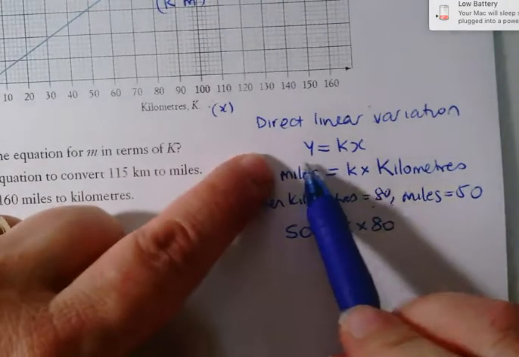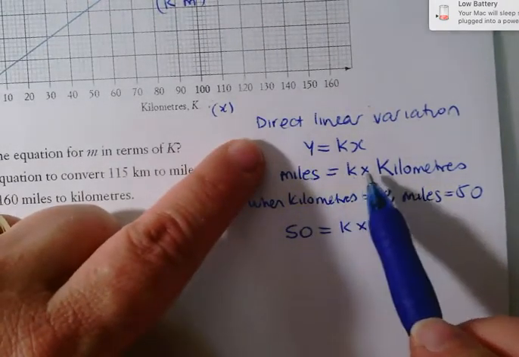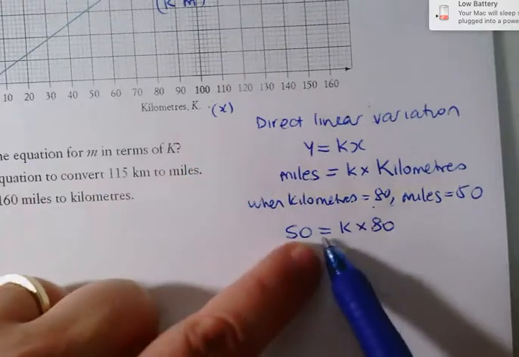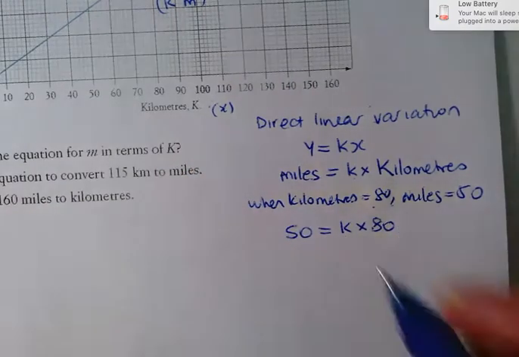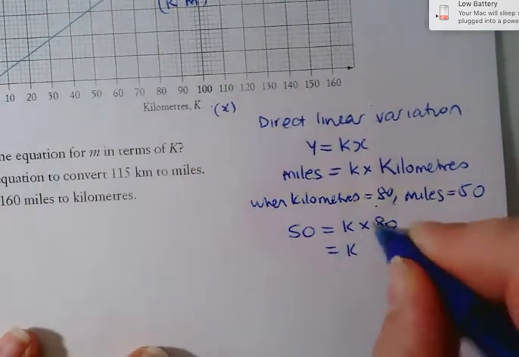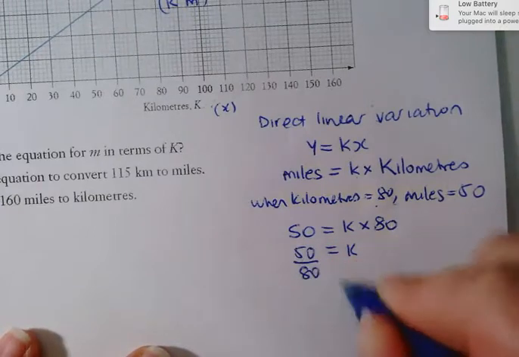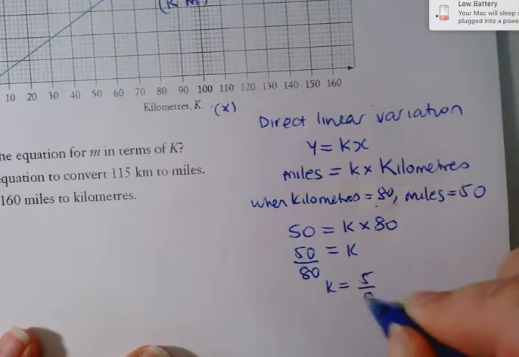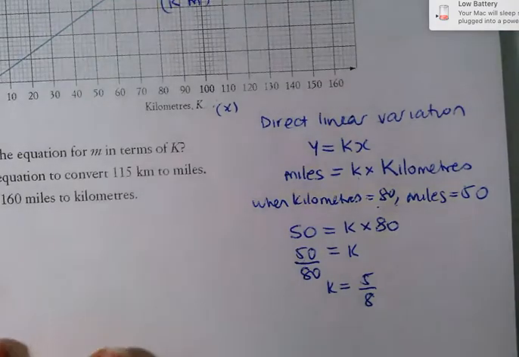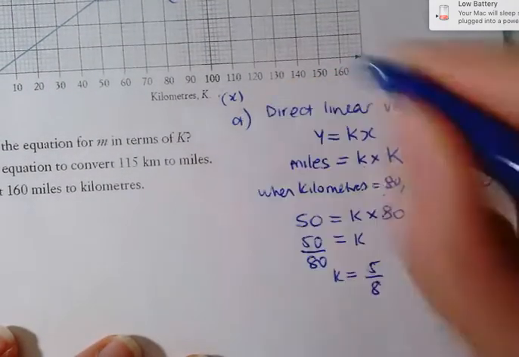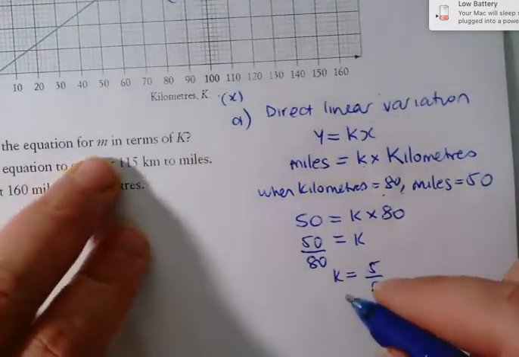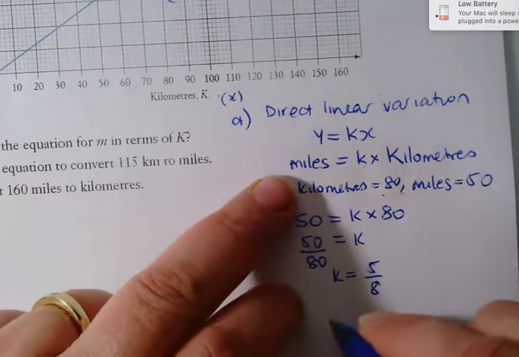So 50 equals this constant K times kilometers. So 50 equals K times your kilometers, which is 80. And rearranging this, we get K is 50 over 80, or that K is 5/8. Okay, so now this is our equation. This is part A. The equation for miles in terms of K.